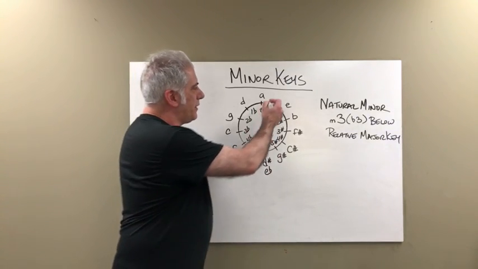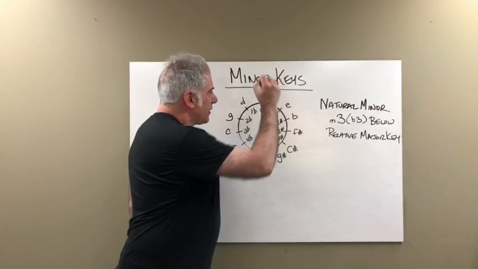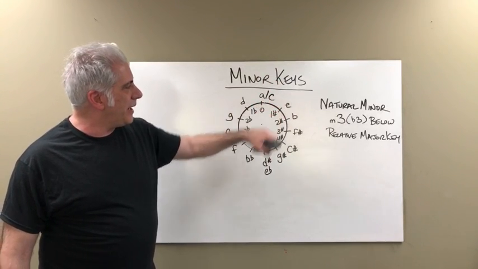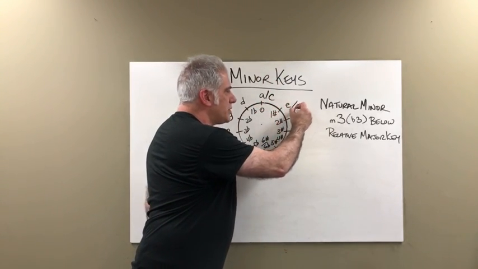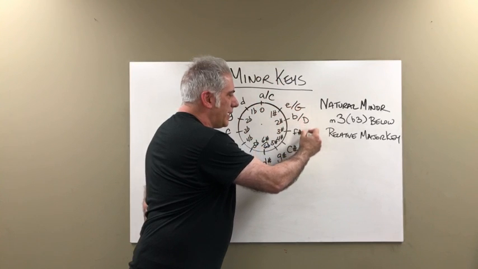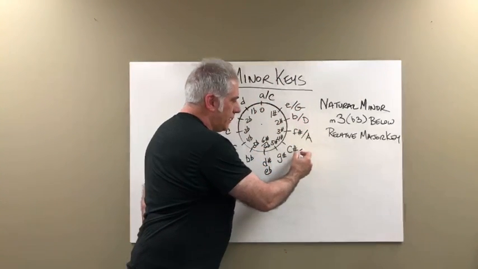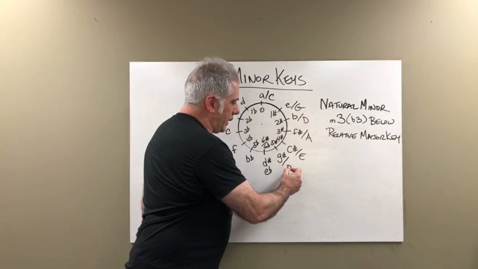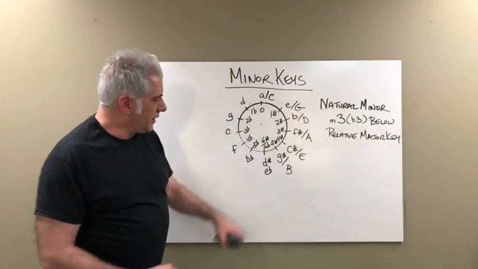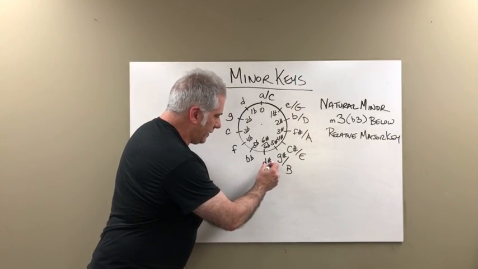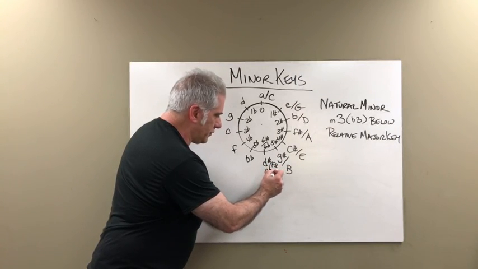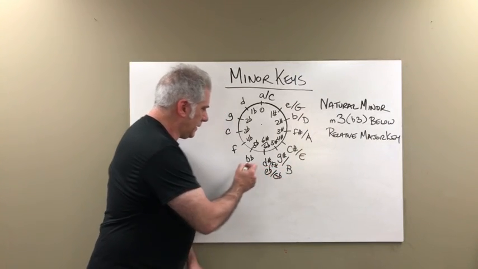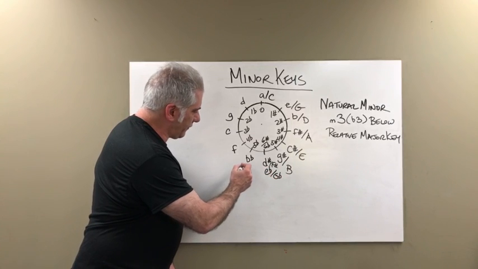So I could actually do this and kind of go like that. A minor, C major, right? E minor, G major. B minor, D major. F sharp minor, A major. C sharp minor is E major. G sharp is B major. D sharp, E flat, you have F sharp major or G flat major. B flat minor is D flat major.